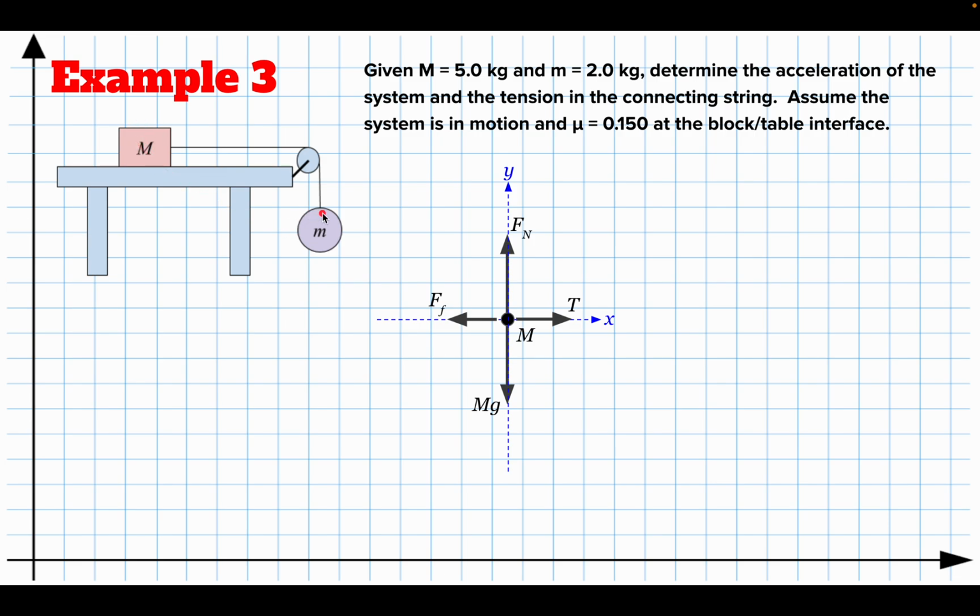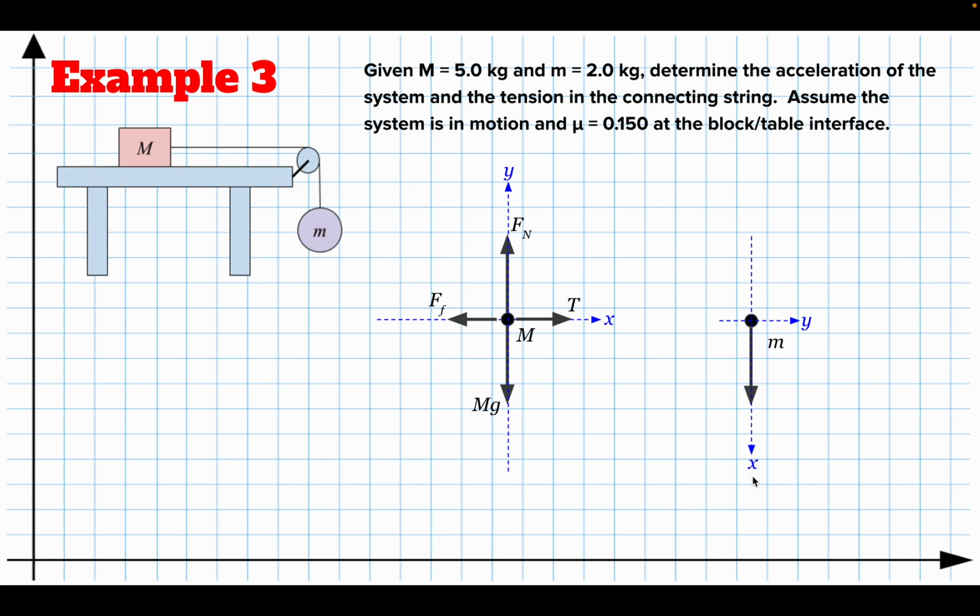Now, we need to solve a separate problem for little m, because it's going to accelerate downwards. So here's my free body diagram for little m. I'll label it little m. So here's my object. There's a downwards force due to gravity pulling on little m, and it looks like that. Since it's going to accelerate downwards, we're going to call that the positive x direction, and that makes that the y direction.